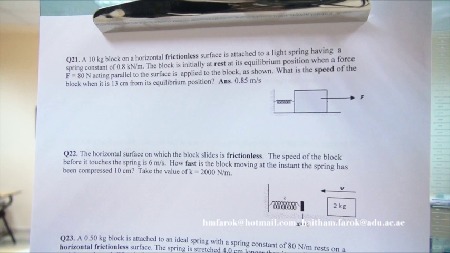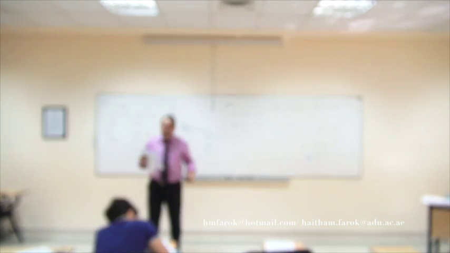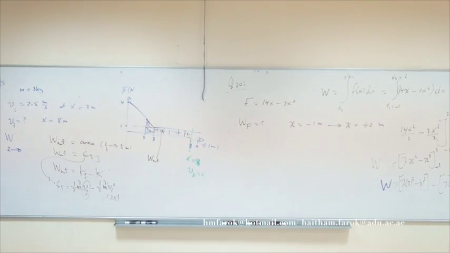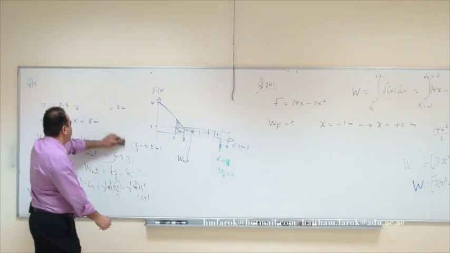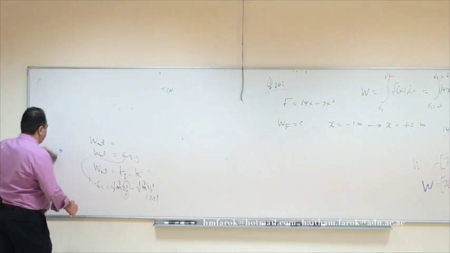When a force of 80 Newton parallel to the surface is applied on the block, as shown, what is the speed of the block? Which means, what is the final speed? Initially it was at rest. What is the speed of the block when it is 13 centimeters from the equilibrium position? So how much is being pulled? 13 centimeters. This is x final, the final position. Okay. How do we solve these questions? I'll show you the standard procedure, and then you can apply it to all questions of springs.